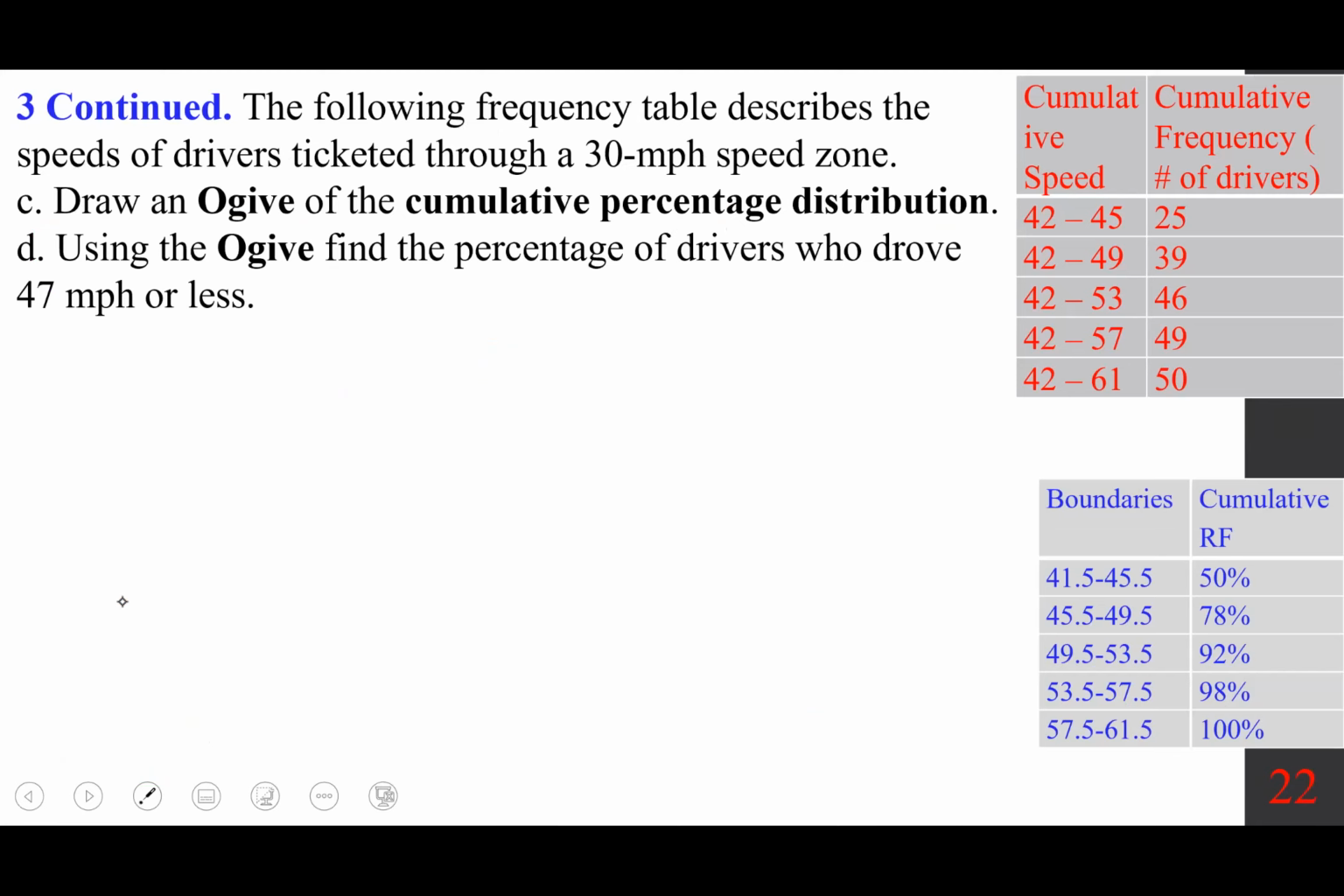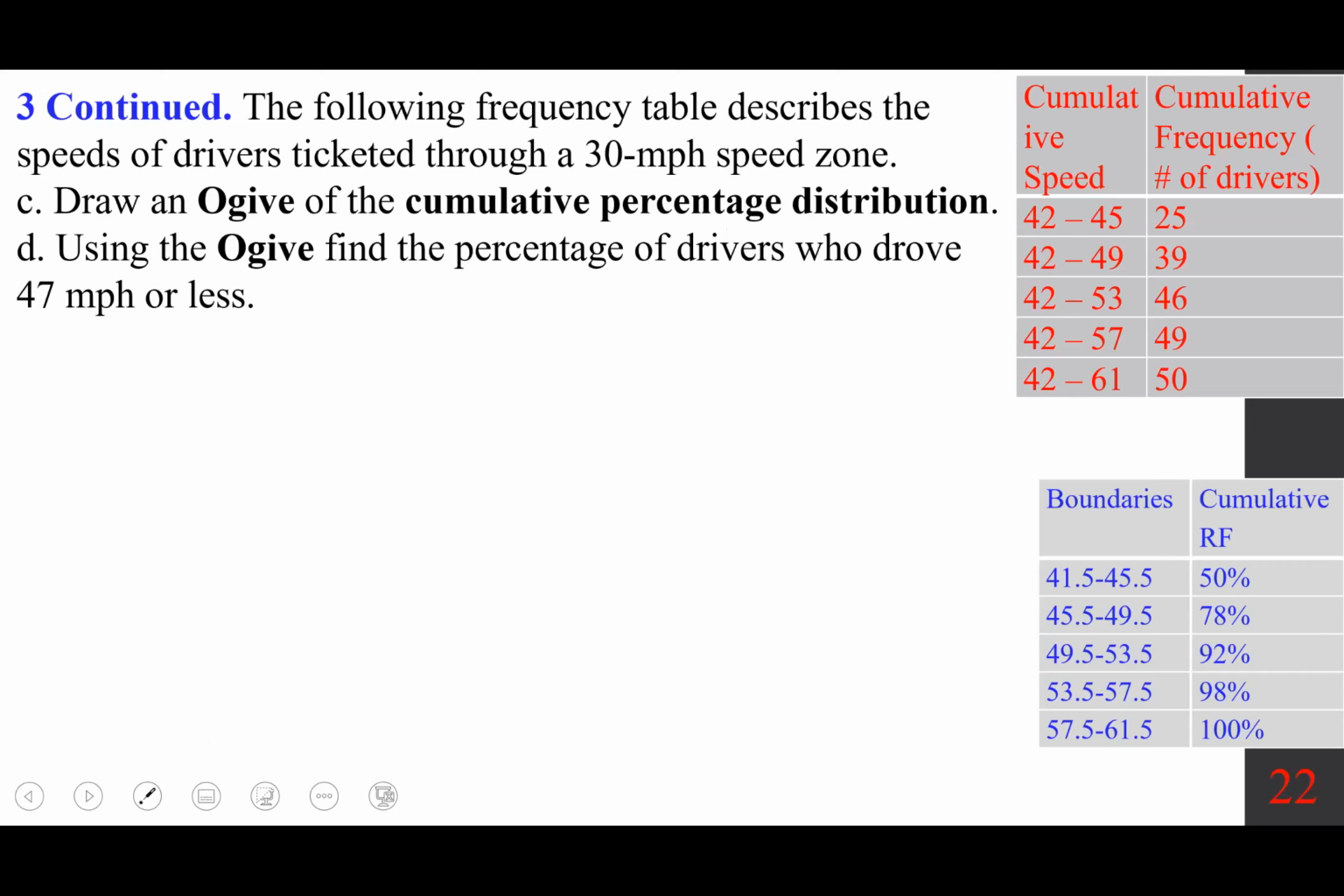So we are looking at the same thing. Could somebody read this question, please? Continued. The following frequency table describes the speed of drivers ticketed through a 30-mile-per-hour speed zone. Draw an ogive of the cumulative percentage distribution. Using the ogive, find the percentage of drivers who drove 47 miles per hour or less. Excellent. Thank you so much.